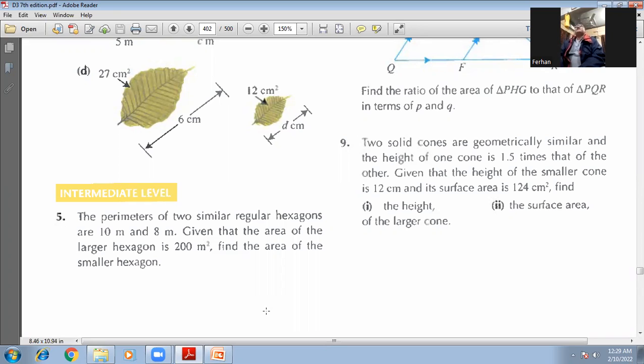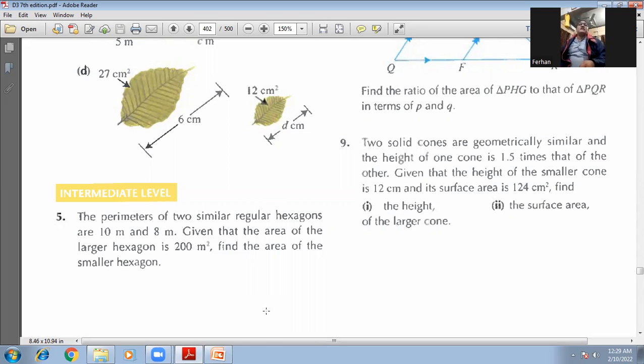I told you in the start of this lesson that in this chapter we deal with the length, the width, the height, the breadth, the depth, the perimeter, the circumference, the arc length. They all are like a length. We deal with them like a length. So for example, in this question, it said perimeter. So the perimeters are like length, okay?